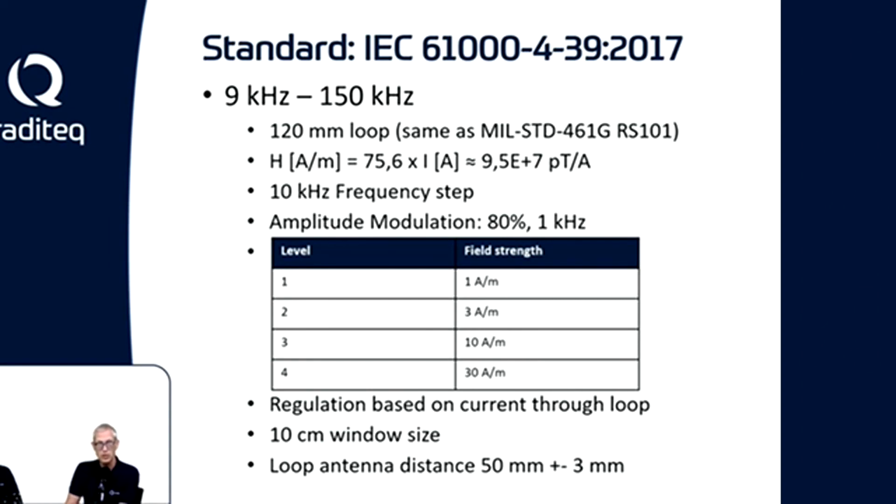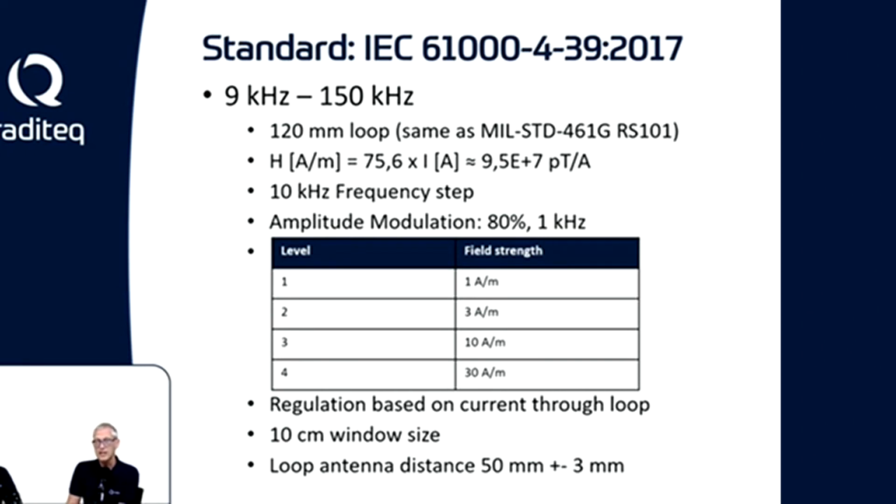In this standard, it's also specified that amplitude modulation should be used, 80% 1 kHz amplitude modulation, and there are several levels specified with different field strengths. For example, level 3 will be a 10 ampere per meter field strength. Depending on the product standards, they can specify which level should be used. This regulation is based on the current going through the magnetic field loop antenna. And there's a difference between the current method and the power method, which I will discuss later on.